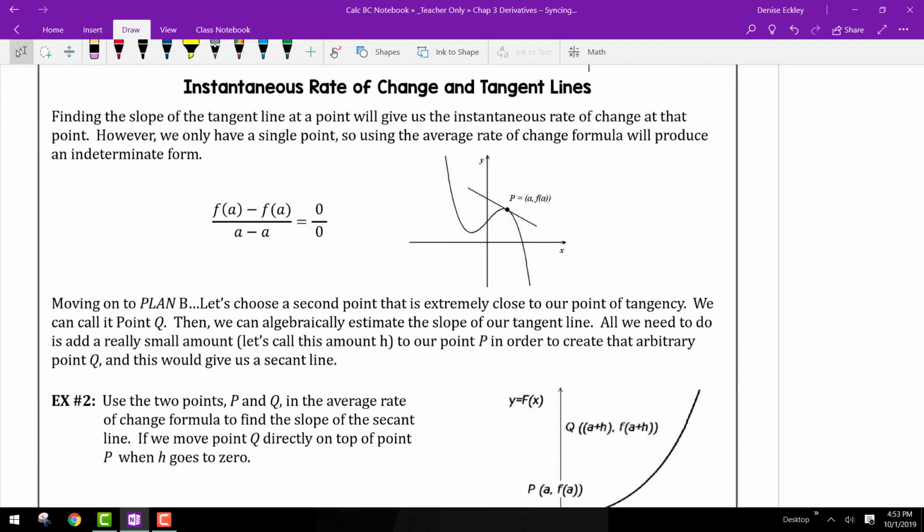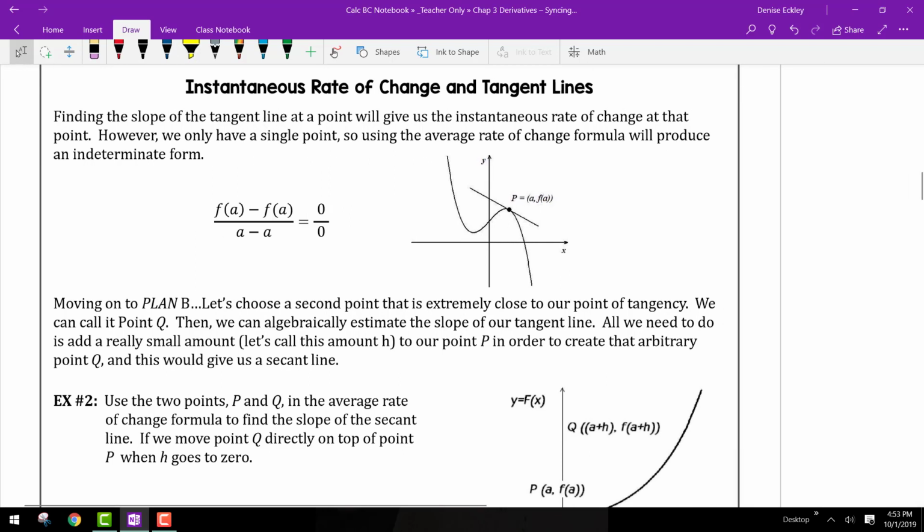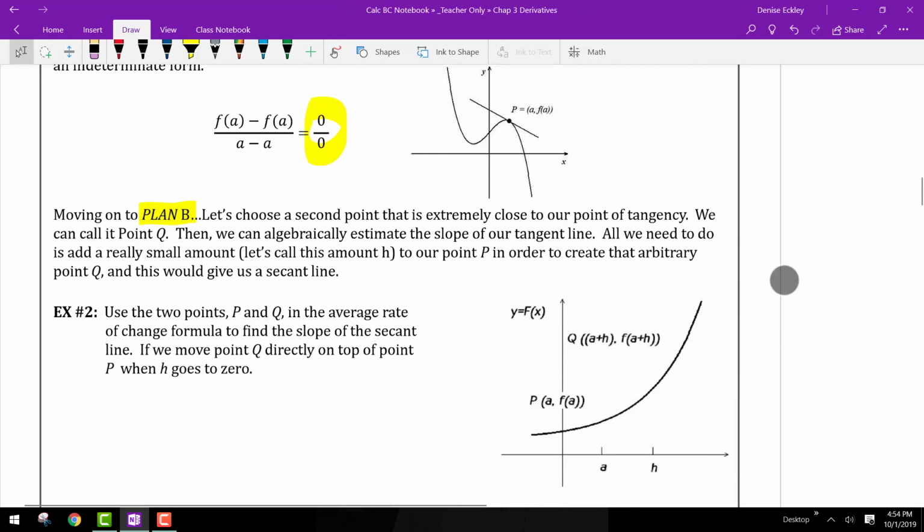Okay, so now going back to our instantaneous rate of change and our tangent lines, finding the slope of a tangent line will give us an instantaneous rate of change, but the problem is we only have a single point to work with. So what we have to do is kind of take a point that's a little further, because otherwise we get this indeterminate form. So that's what our plan B is. We choose a point that's very, very close to our point of tangency, and we call it point Q. So let's take a look at the second picture here.